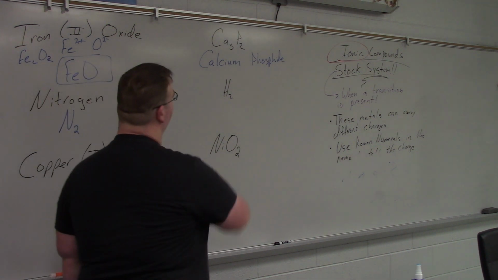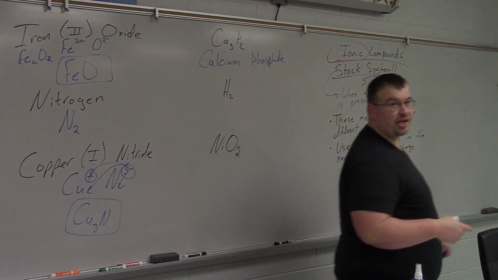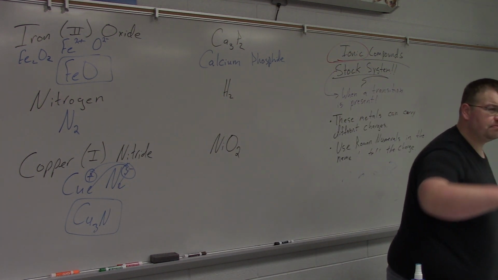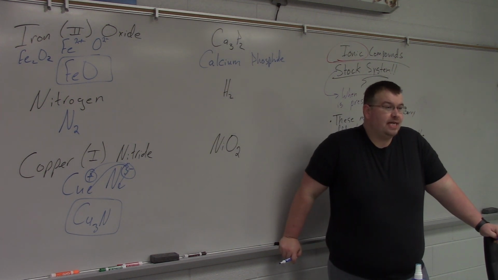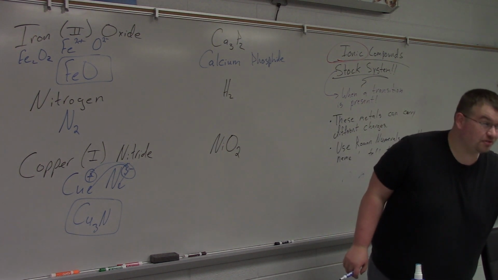Why did I put calcium and not put a parenthesis with a charge? Where's calcium at? Calcium's in the second column. It has a fixed charge. It's not a transition metal. You don't need to use the stock system. When do we use the stock system? Transition metals. Ionic compounds use transition metals.